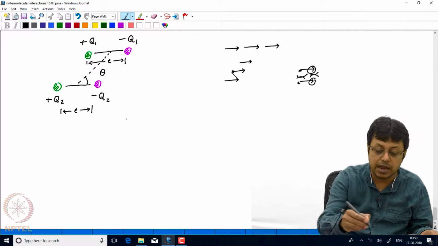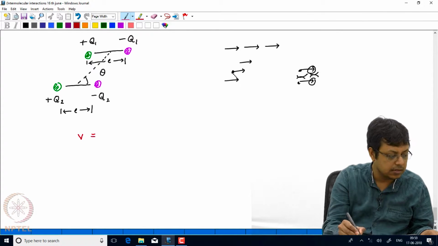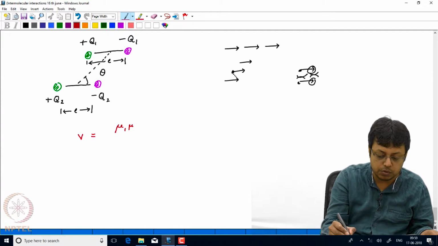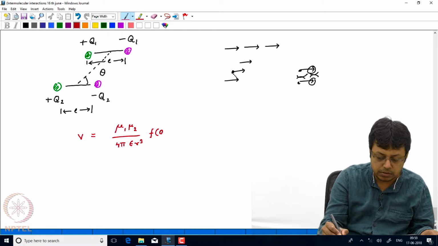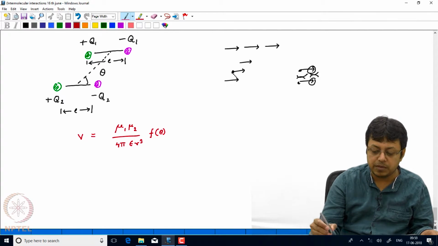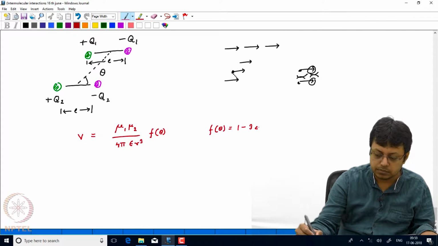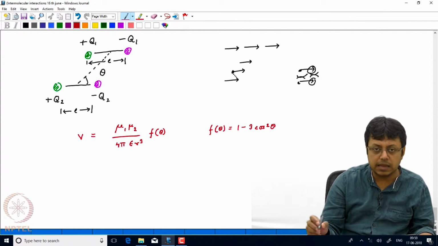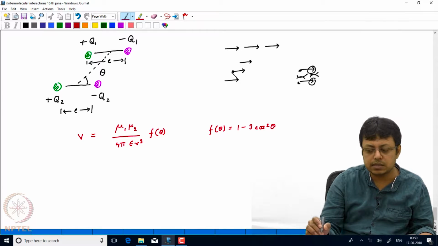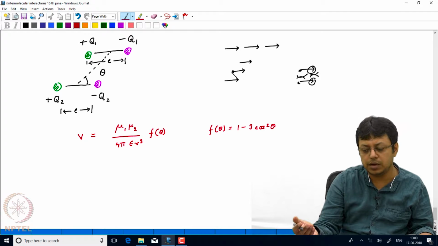So, overall we can write the interaction potential as something like mu 1 mu 2 as before divided by 4 pi epsilon r cube, and then we have a function which is dependent on theta. Now, this functional form f of theta is something like 1 minus 3 cos square theta, and then we can discuss what is the origin of this formula, how we get the 3 cos square theta.